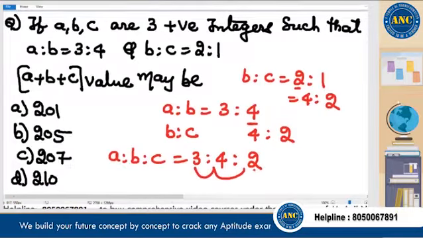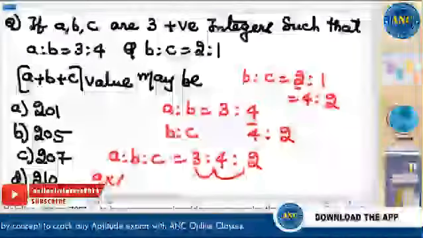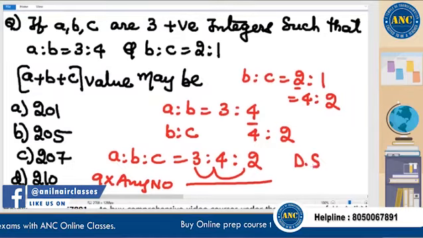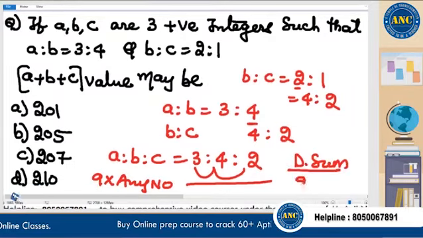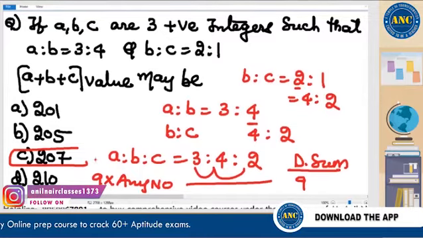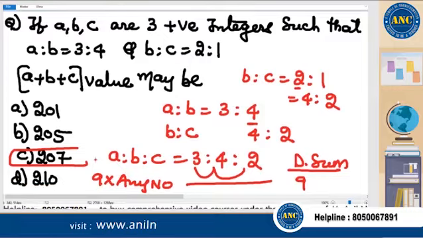7 plus 2, 9. 9 into any number. Digital sum will be 9. Already we discussed. It's an easy question. So answer is 207. Answer for this question is 207. I hope it is clear.